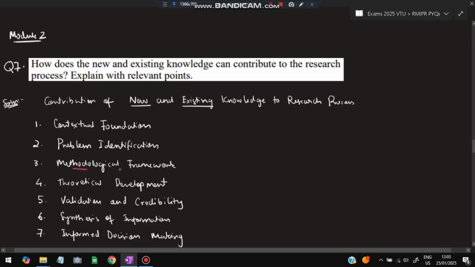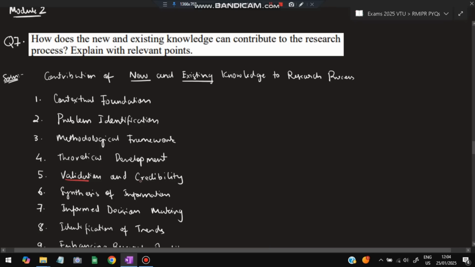Next is the methodological framework. Previous research guides the choice of effective methodologies. Which method will give the best results, we get to know from existing knowledge. The next one is theoretical development. New findings can refine or challenge existing theories. The new findings will challenge or improve whatever the previous knowledge was. Also, it encourages thinking and exploration of new concepts.